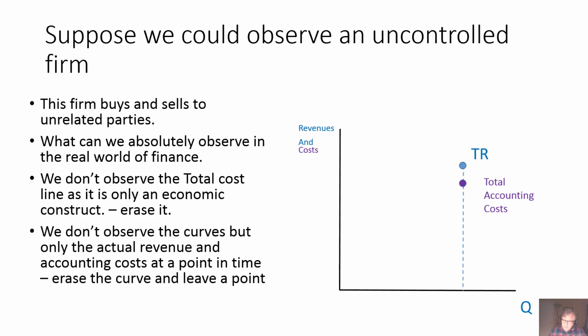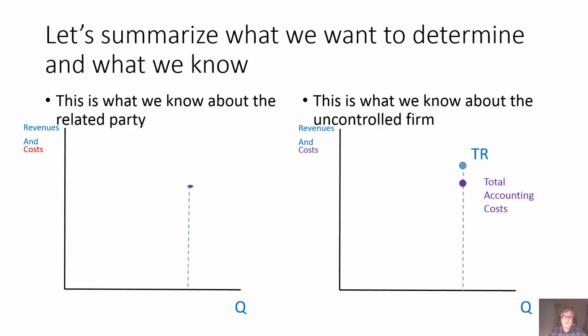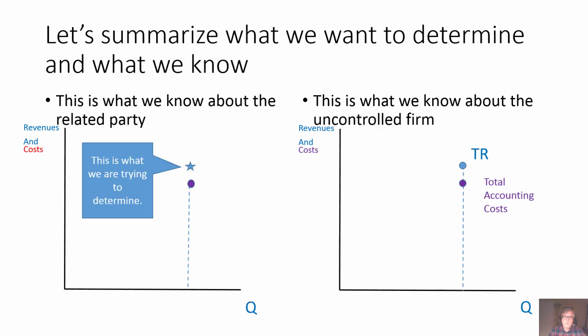I think this should start to look interesting, because this is starting to look a bit like a financial statement. But let's think about what we want to determine. Here's what we know. With an uncontrolled firm, we can observe the total revenues, and we can observe the total accounting costs. And then we've got to remember what we're doing here with our related party. All we have with the related party is the total costs. Now, what we're trying to determine is what their total revenue ought to be.